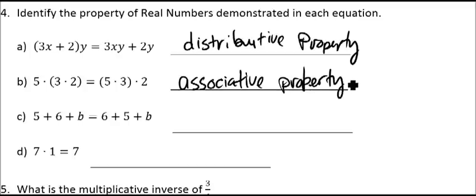And of course, there's no change in value. I can look at this as 5 times 6, which is 30, which is the same thing as 15 times 2. 5 times 6 and 15 times 2 are both 30.